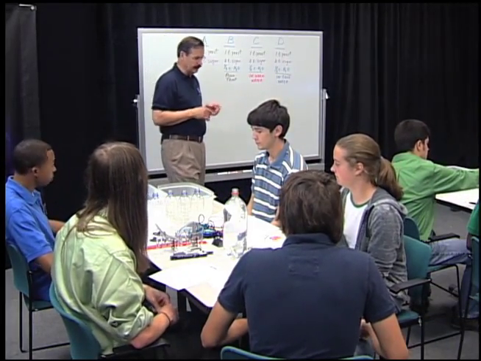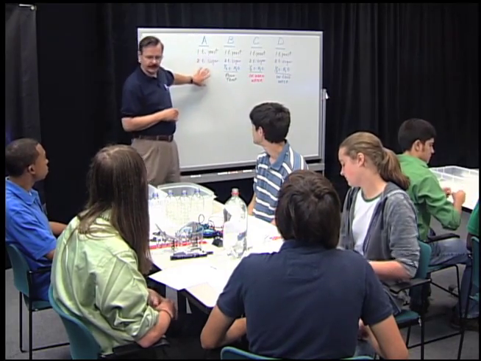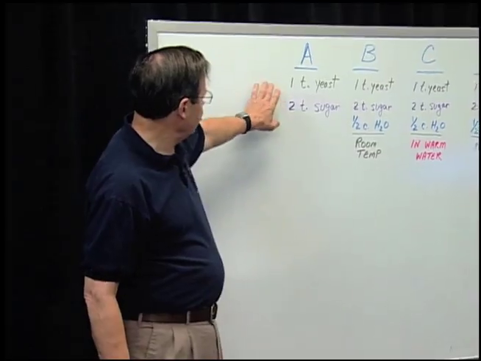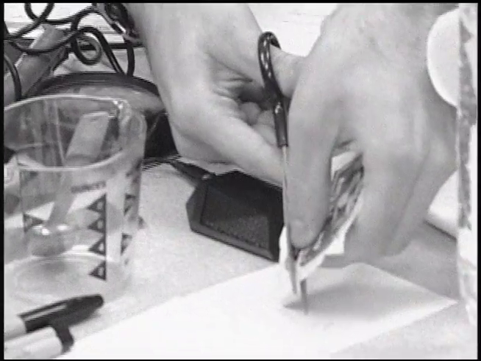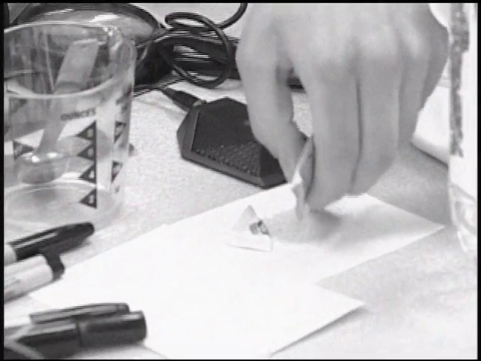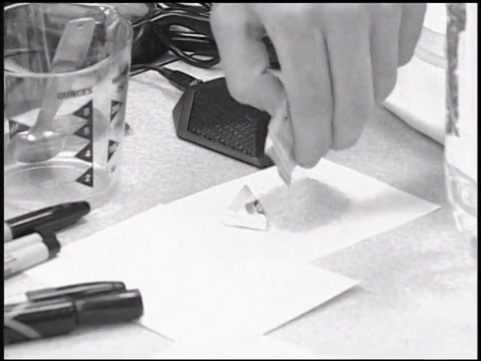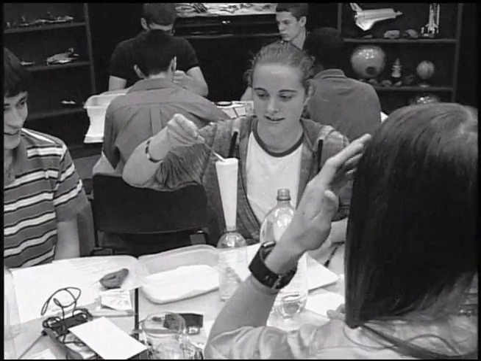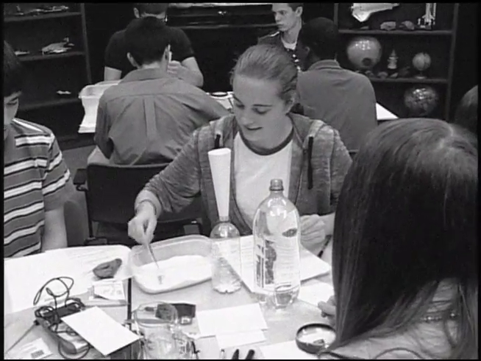Now, we've got 4 bottles, and this is what we're going to add to the bottles. So this is just kind of an overview of what's going to happen. In each of the bottles, A, B, C, and D, we're going to add yeast. So every bottle is going to have yeast. We're going to put 1 teaspoon of yeast in each bottle, and each bottle is going to have sugar, 2 teaspoons of sugar.